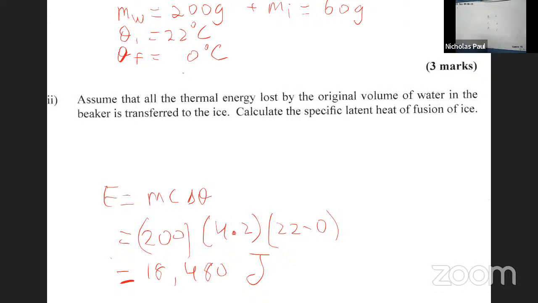you already have an idea of what the answer should be from the last one. Assume that all the thermal energy lost by the original volume of water in the beaker is transferred to the ice. So you're assuming all the energy lost by the water is transferred to the ice. Calculate the specific latent heat of fusion of the ice.